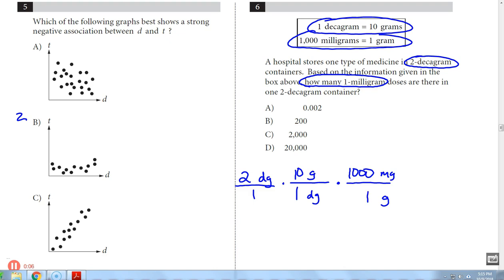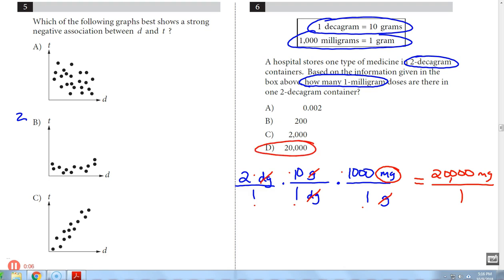And I position those that way because if I can put the same unit on top and on bottom, they can cancel out. So my decagrams canceled out, my grams canceled out, and now I'm left with what I wanted: milligrams. To multiply fractions, you just go straight across. So 2 times 10 times 1,000 is 20,000 milligrams. And on the bottom, 1 times 1 times 1 is just 1. So that gives me an answer of 20,000 milligrams.